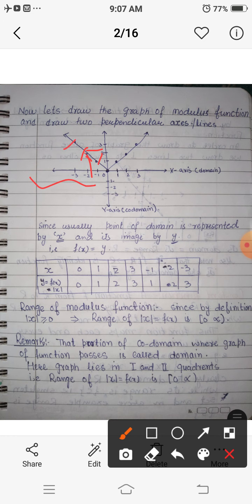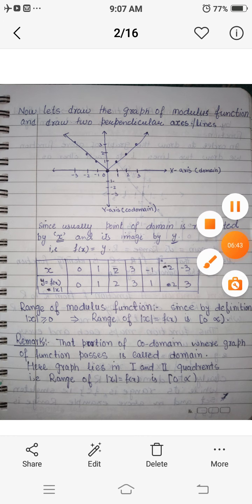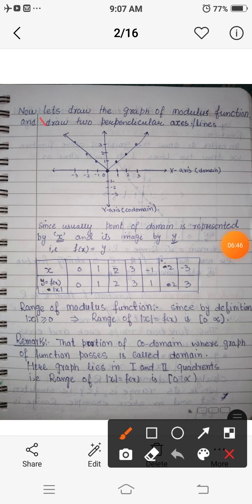When we join, the graph obtained of this function is like a V-shaped graph, but it lies above the x-axis, because above the x-axis the value of y is positive. Here mod of x is always positive, whether x is positive or negative. That is why the graph lies above the x-axis. So this is the graph of this modulus function.